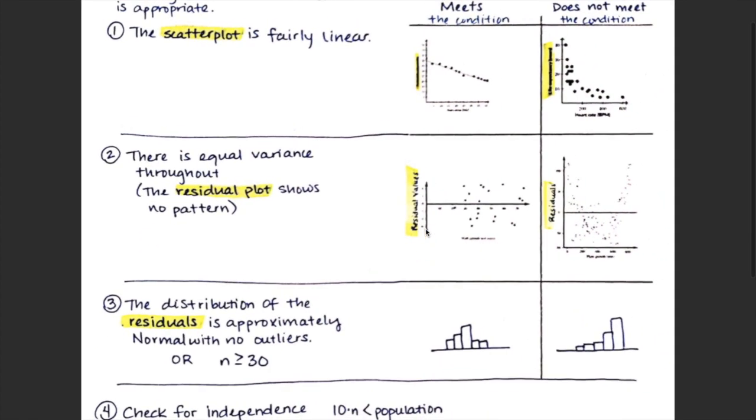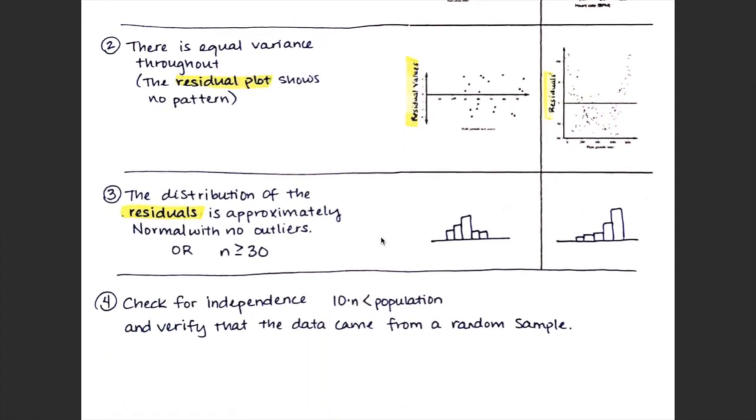Then the third step is to check that the distribution of the residuals is approximately normal with no outliers. So just a reminder of that shape. What does normal look like? You got the peak in the middle. It's fairly symmetric, and then one that wouldn't work. And again, this is for the residuals. If you don't have a residual plot, you can make one, but usually they will give you one, or you can just check that your sample size is larger than 30. Okay, so if your sample size is more than 30, then you're good. You don't have to worry about a residual plot.